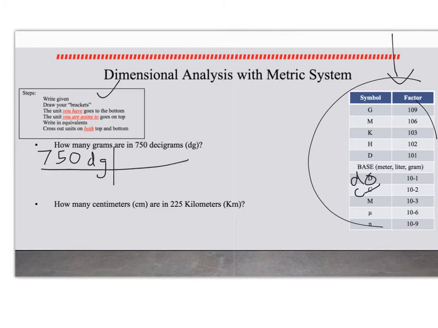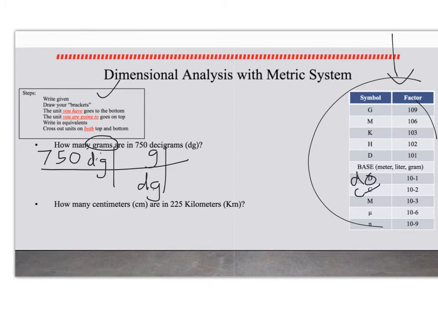I draw my dimensional analysis bracket. Decigrams, the unit that I have, needs to go to the bottom. I do that so I can cancel out those units. I'm converting decigrams to grams because that's what the problem says. How many grams are in this many decigrams? So the unit that I have goes straight down to the bottom. The unit that I'm going to goes up on the top.